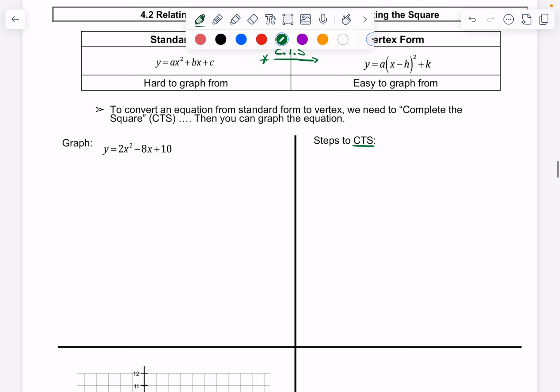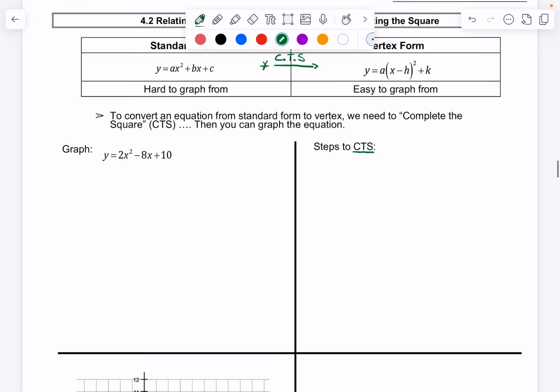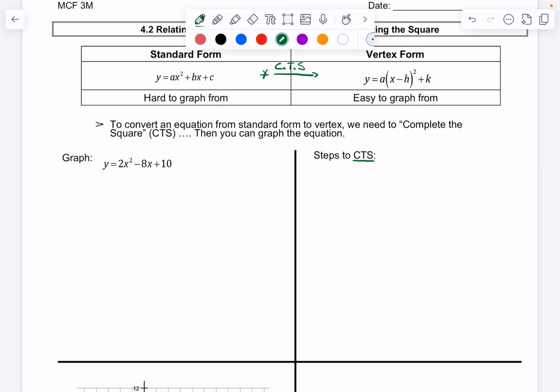So in this example, to convert an equation from standard form to vertex form, we need to complete the square. Then you can graph the equation. And again, the reason we do this is because, as it's saying here, vertex form is easy to graph. As we see, we know the vertex, it's easy to plot that, and then if we know the a value, we know the step pattern going up.